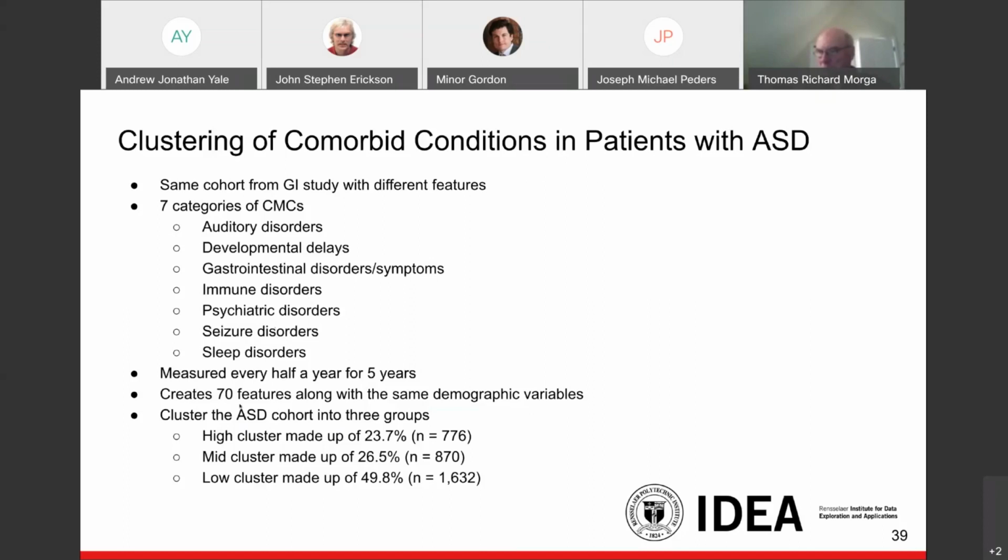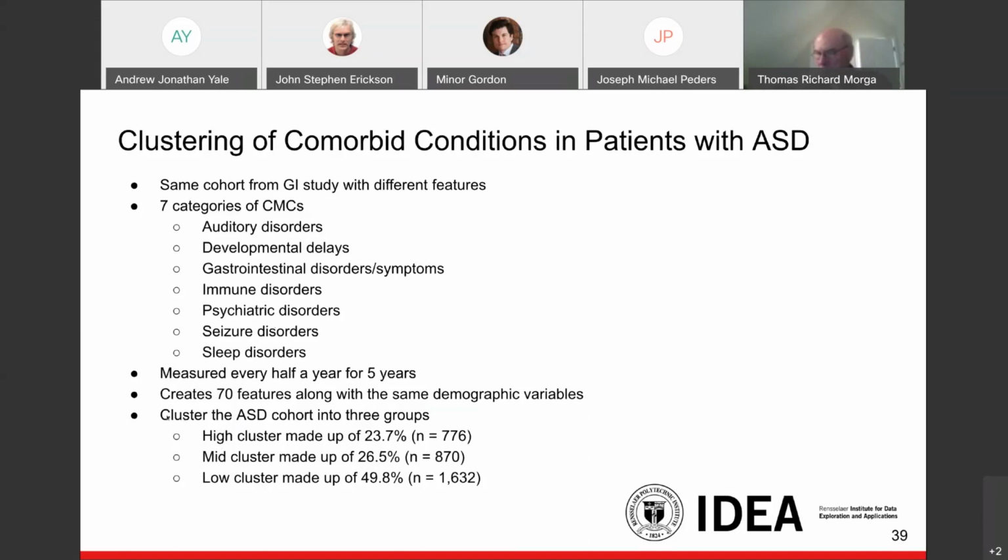This is measured every half year by number of diagnoses in these categories. So this creates 70 features because we have 10 time points and 7 categories. This is where we get into quasi-longitudinal data, because we are measuring over 5 years, but we still have the 1 row equals 1 patient formulation that we want for the HealthGAN. This just creates 70 different derived features for one patient, and we have demographic variables as well that we can put in that same row.